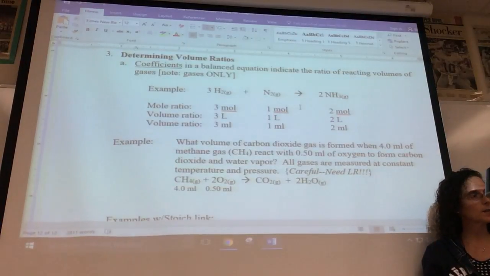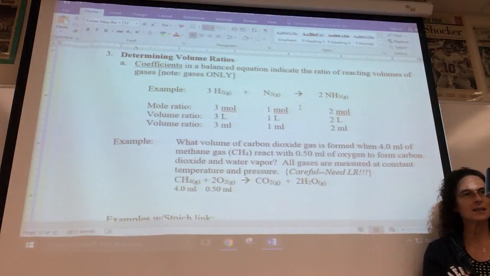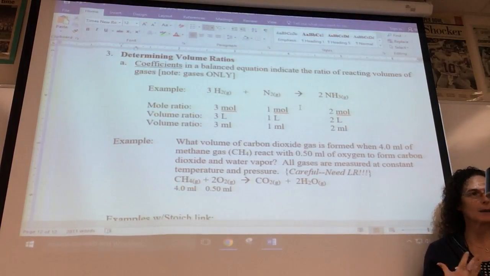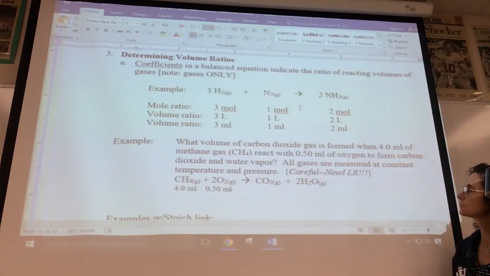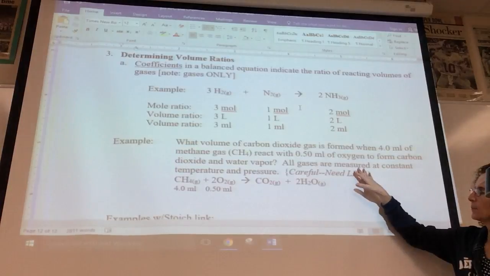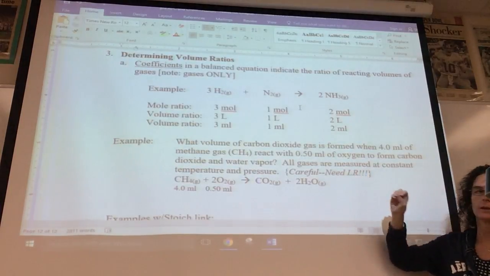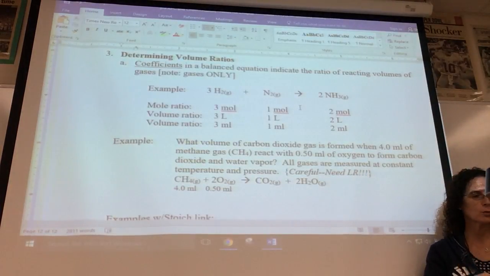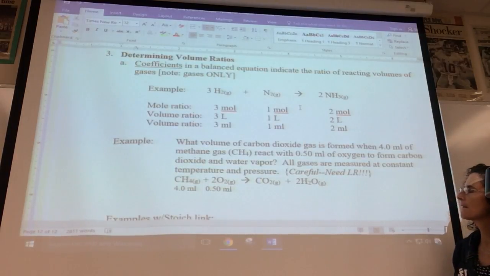Combustion. So that's something else. And as you're starting to see now, you've learned a lot, and it's just a matter of integrating it now. All gases are measured at constant temperature and pressure, and that's important. In order to do a volume ratio, you must initially have constant temperature and pressure.